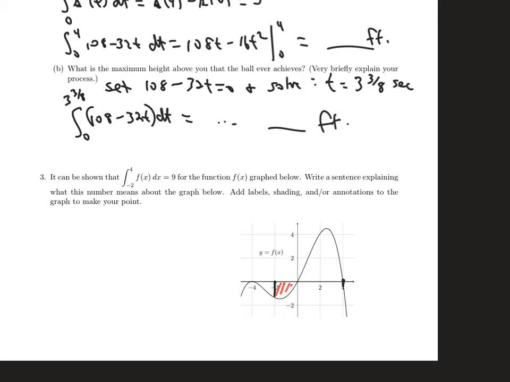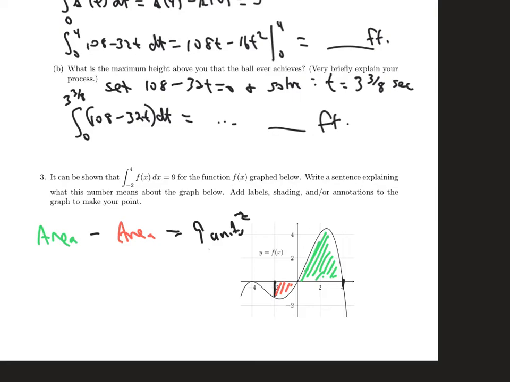The region below the x-axis and the region above the x-axis, we could shade differently. Anytime the region is below, we think of that as negative area. Anytime the region is above the x-axis, we think of that as positive area. So the integral is the green area minus the red area. In this case, they told us that was 9, so 9 units squared.